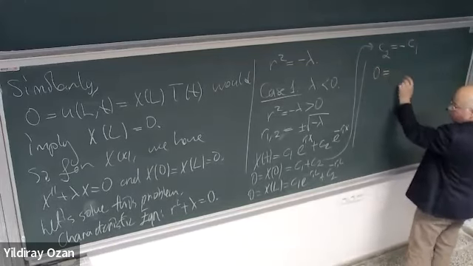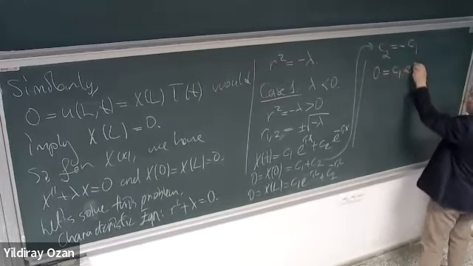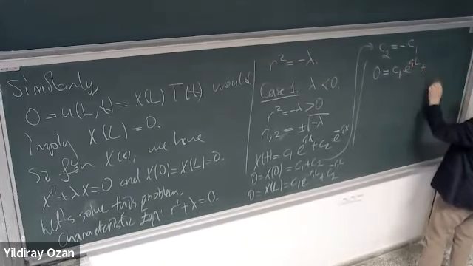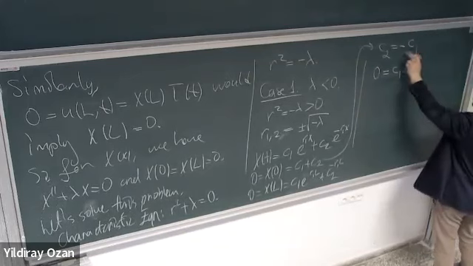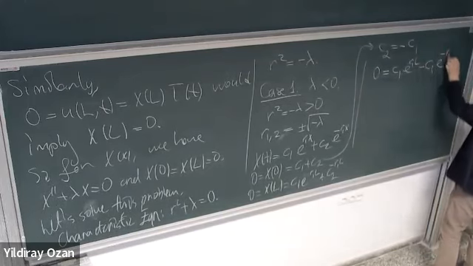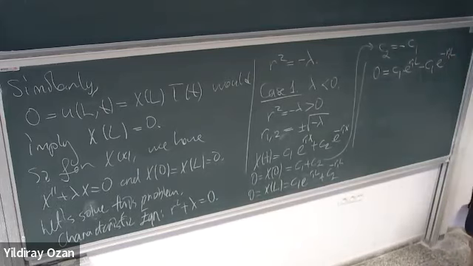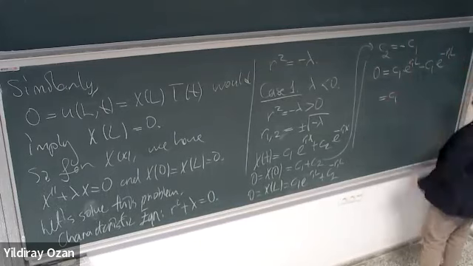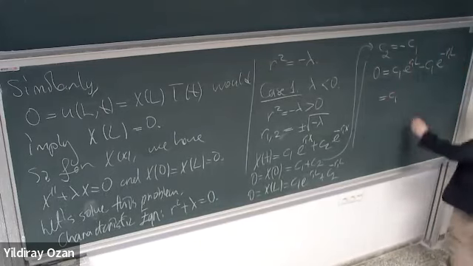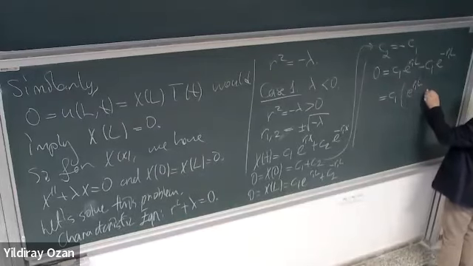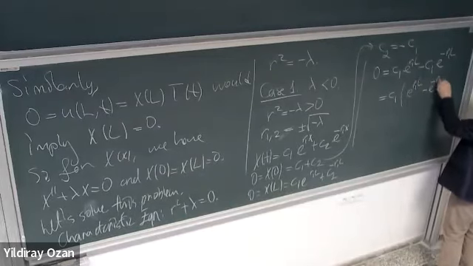0 is equal to C1 e to the power minus R1L plus, instead of C2, let me write minus C1 e to the power R1L. Well, you see, what is this? This is just C1 times (e to the power R1L minus e to the power minus R1L).